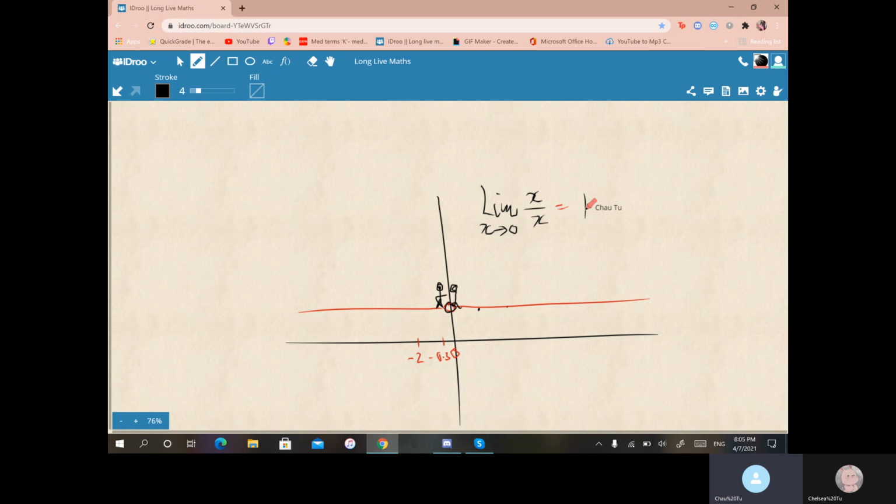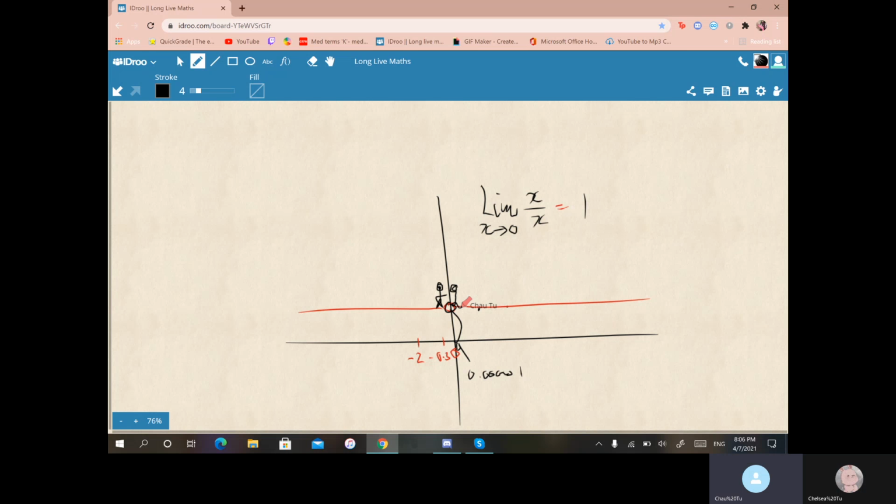I know dead on 0 it breaks down, but the idea behind the limit is we don't care what happens dead on 0. We only care where we're approaching, because really, really close to 0, let's say 0.0000001, you're going to jump to a height of 1. You get it, Chelsea?